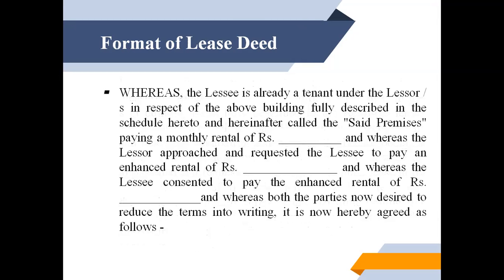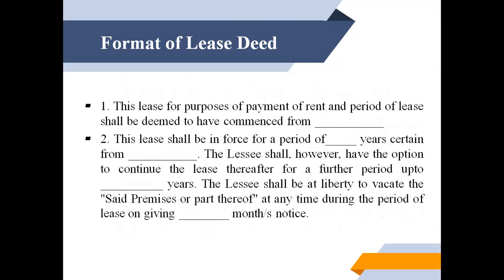Whereas the lessee is already a tenant under the lessor in respect of the above building, fully described in the schedule hereto and hereinafter called the said premises, paying a monthly rental of rupees so and so, and whereas the lessor approached and requested the lessee to pay an enhanced rental of rupees so and so, and whereas the lessee consented to pay the enhanced rental of rupees so and so, and whereas both the parties now desire to reduce the terms into writing, it is now hereby agreed as follows. This lease is for the purpose of rent, and the period of the lease shall be deemed to be commenced from so and so.